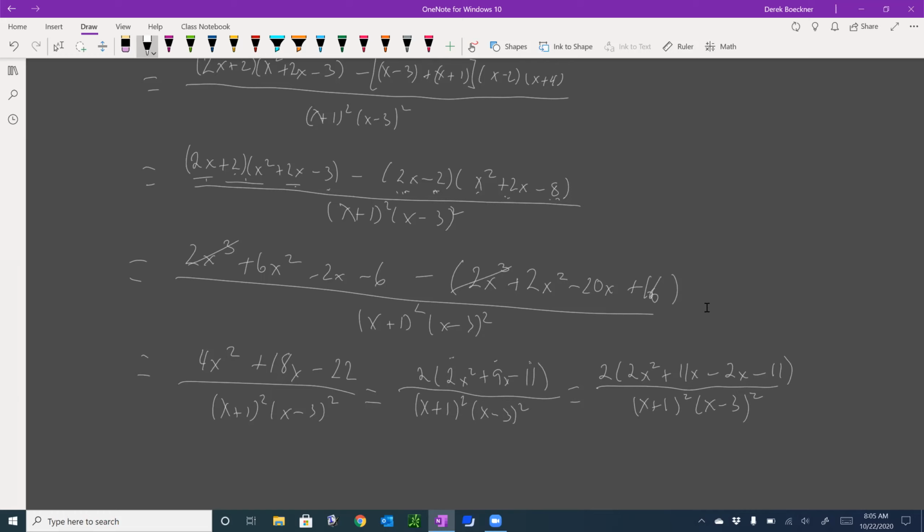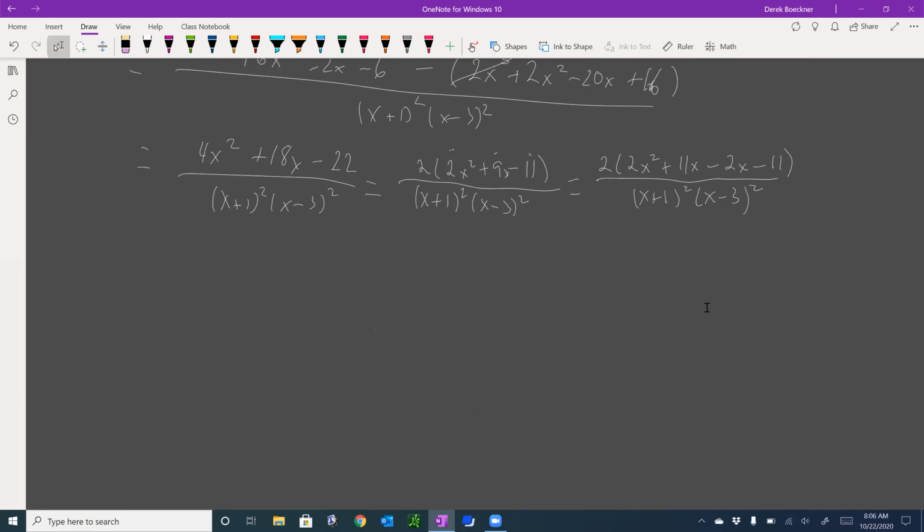And we'll factor this by grouping. So if I group these first 2 together and these together, I can factor out an x from the first part and a minus 1 from the second part, and each time I get a 2x plus 11 times an x minus 1. Then x plus 1 squared, x minus 3 squared. Okay.